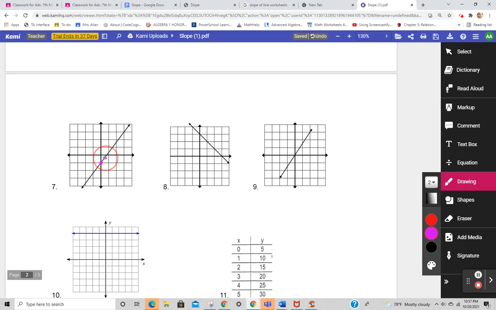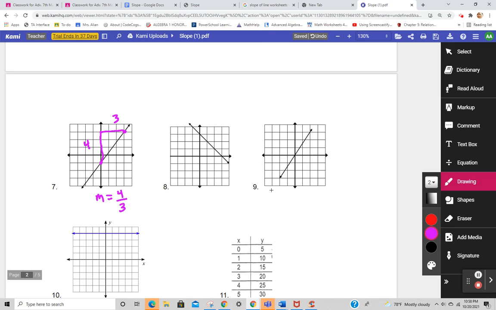You want to pick a point that is on this line that crosses the vertical and horizontal lines. So like this one here. You see it's on this slanted line. It's on the line, and then it crosses this vertical and this horizontal line. So that's a point that you can actually select to use. So now let's rise from here up to our next point. 1, 2, 3, 4, and run 1, 2, 3. So the slope M is rise 4, run 3.